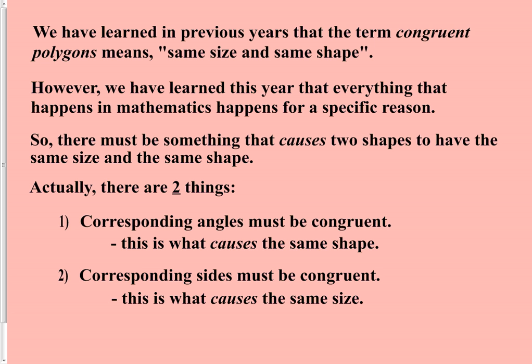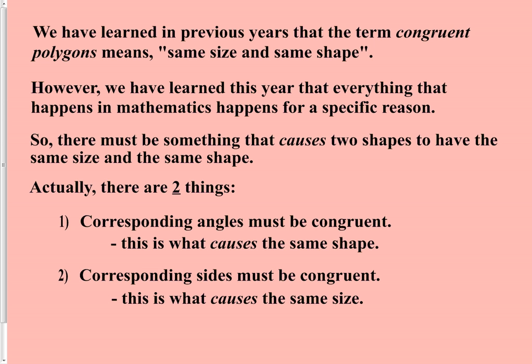But in high school, we need to know what causes things to be the same size, what causes things to be the same shape. And that deals specifically with the corresponding angle measurements and the corresponding side lengths. If all of your corresponding angles are congruent, then that is what's actually going to cause your figure to have the same shape. If you start getting angle measurements that are not matching up, that's going to open and close the figure up, and you will end up with differing shapes.